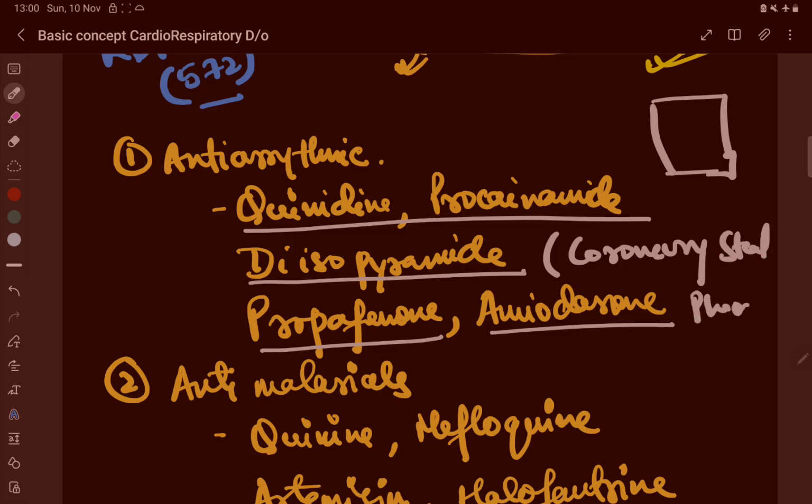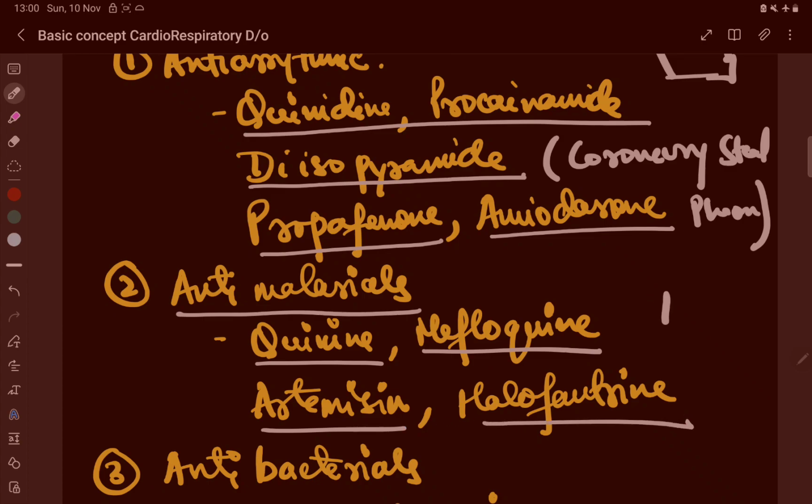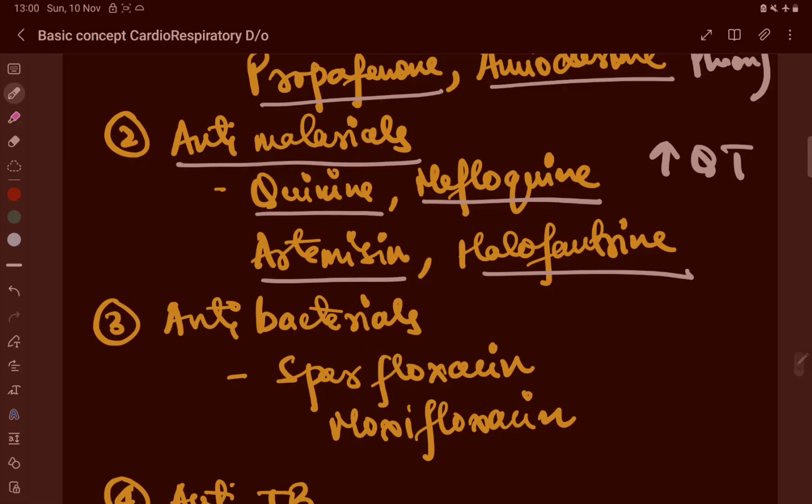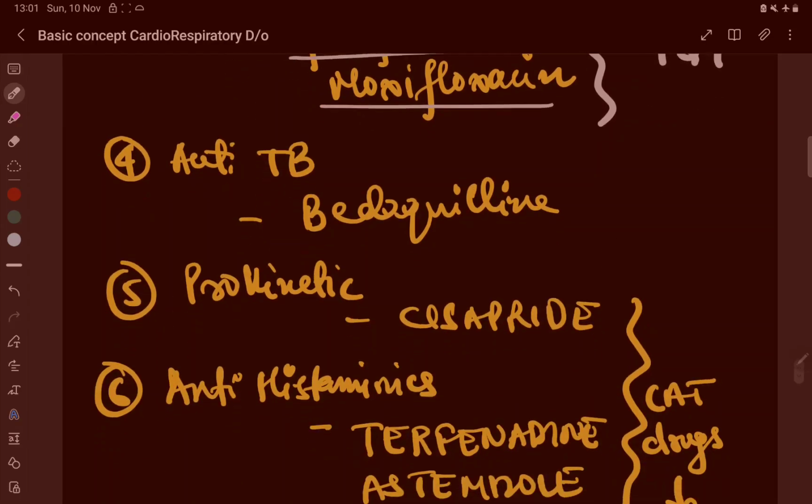Okay, so antimalarials like quinine, mefloquine, artemisinin, halofantrine all increase the QT. There is a QT prolongation. So we have to be very specific, when you give these agents, we have to see the ECG also. Okay, in the antibacterials, it is a classical AIIMS question that sparfloxacin and moxifloxacin also increase the QT. Okay, and anti-TB drugs like bedaquiline, which is used in MDR TB, and other drugs also increase the QT.